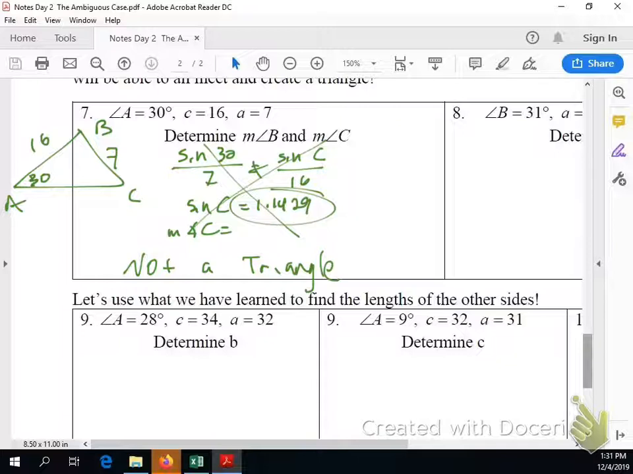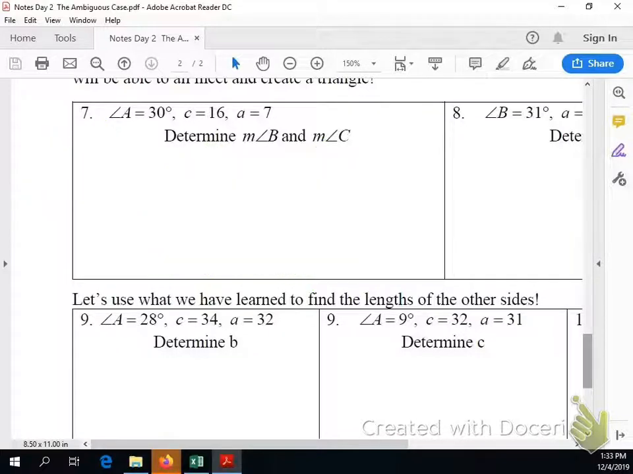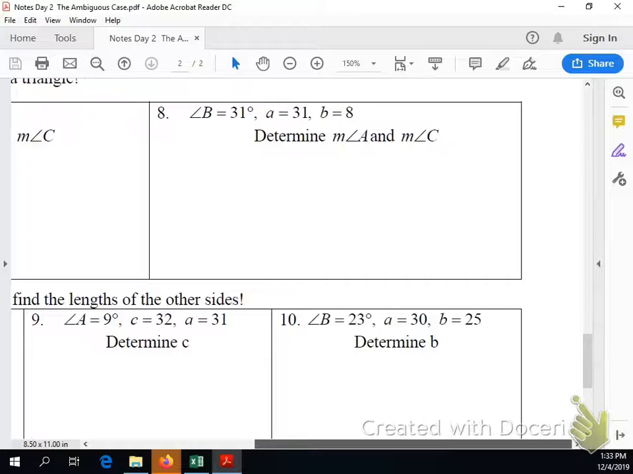So with those 3 pieces of information, angle A being 30 degrees and those 2 side lengths being 16 and 7, we're not going to be able to make a triangle at all. Okay. All right. Take a look at number 8. Go ahead and set it up, work it out, and see if you can't discover that you can't make a triangle here either. Okay, stop the video, start it back up, and see if you're on the right track.